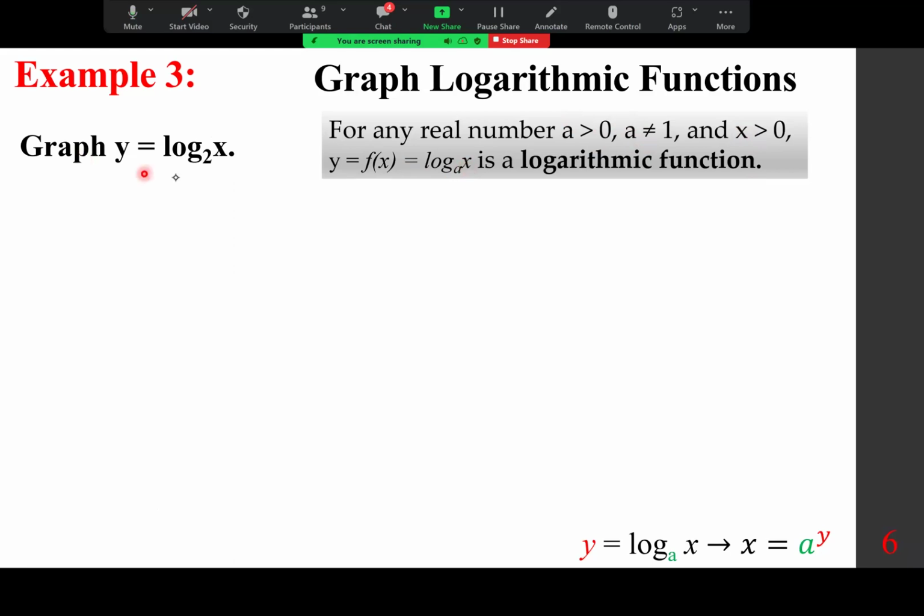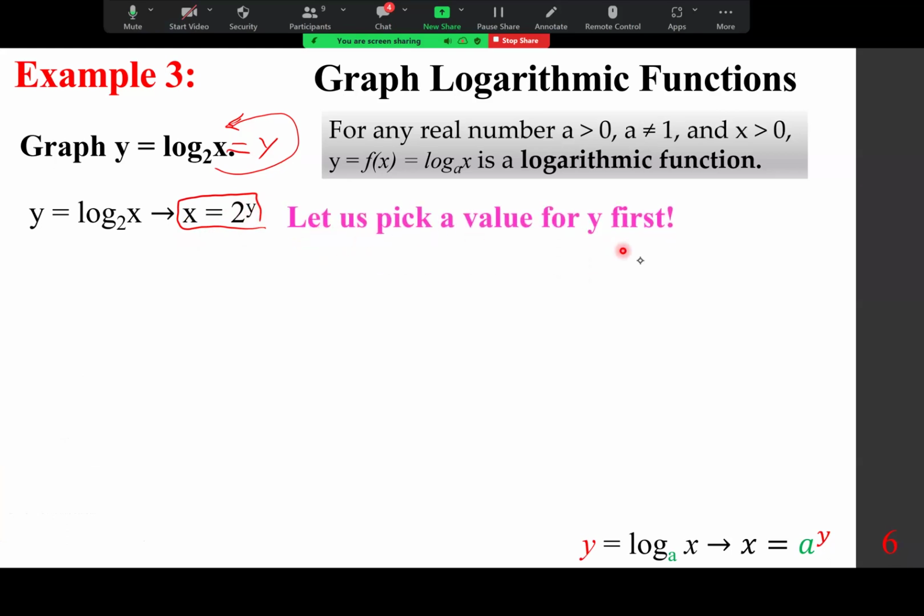So we are going to graph y equals log x base 2. To do that, let me write this is equal to y and go with the arrow and write x equals 2 to the power of y. Now, when we look at this case, ask yourself, which one is easier to pick and calculate the other one? Is it easier to pick x and calculate y, or is it easier to pick y and calculate x? Clearly y, so let us pick a value for y.